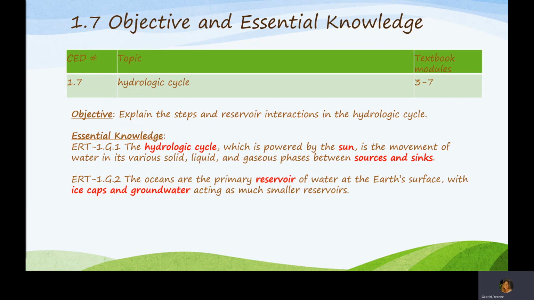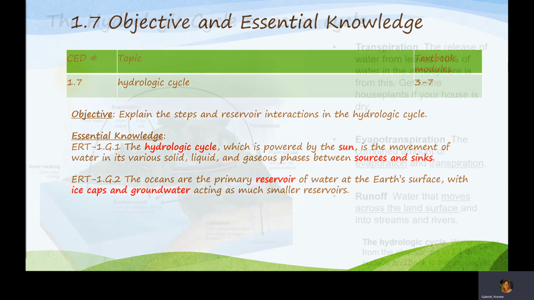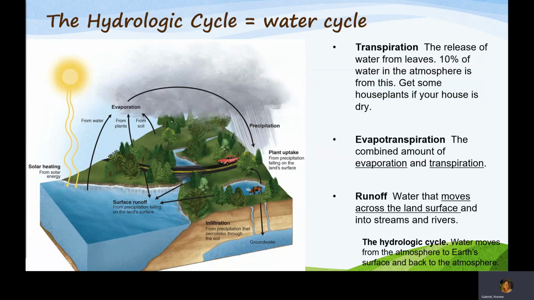Most water is in the ocean reservoir, followed by ice caps and groundwater. So the three big words to know how to use that are probably new for you are transpiration, evapotranspiration, and runoff. So let's think about these while you look at the definitions and the diagram. So read the definition for transpiration.